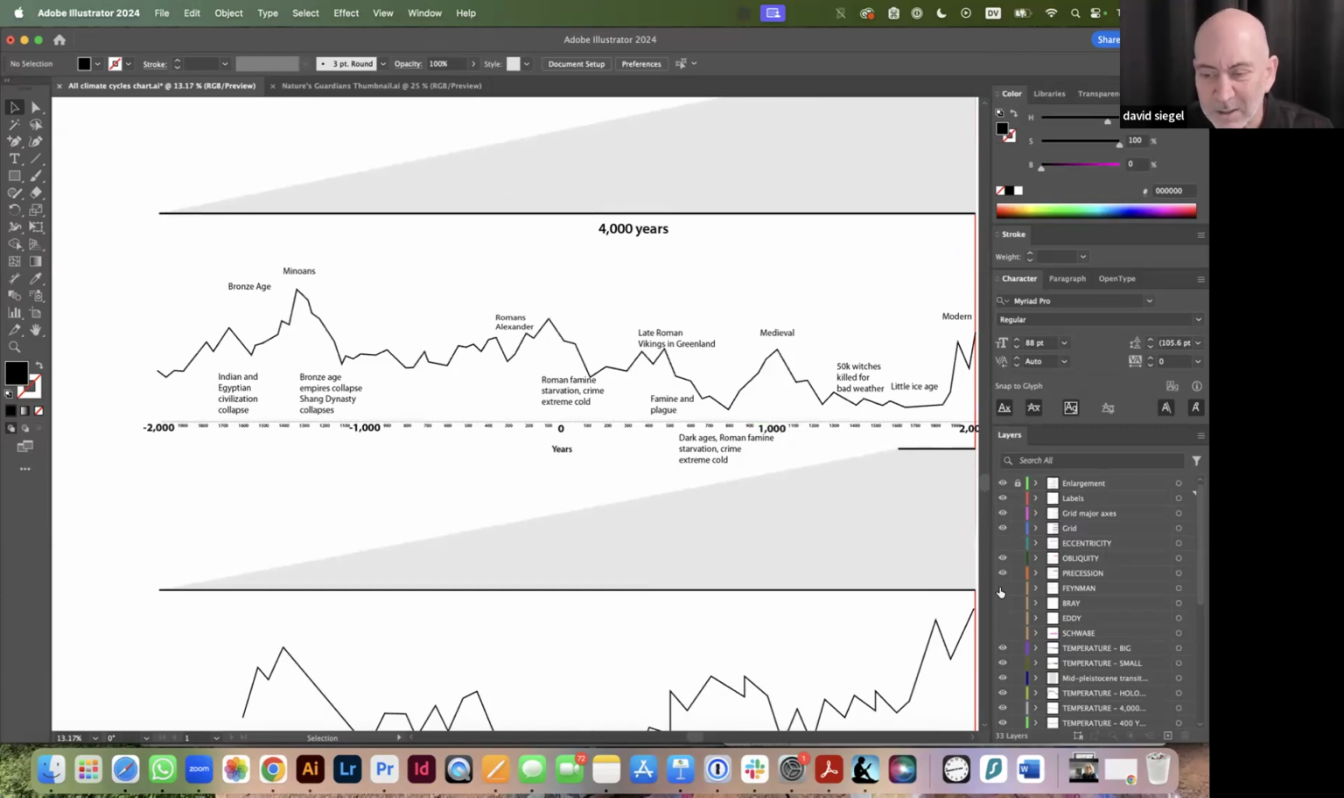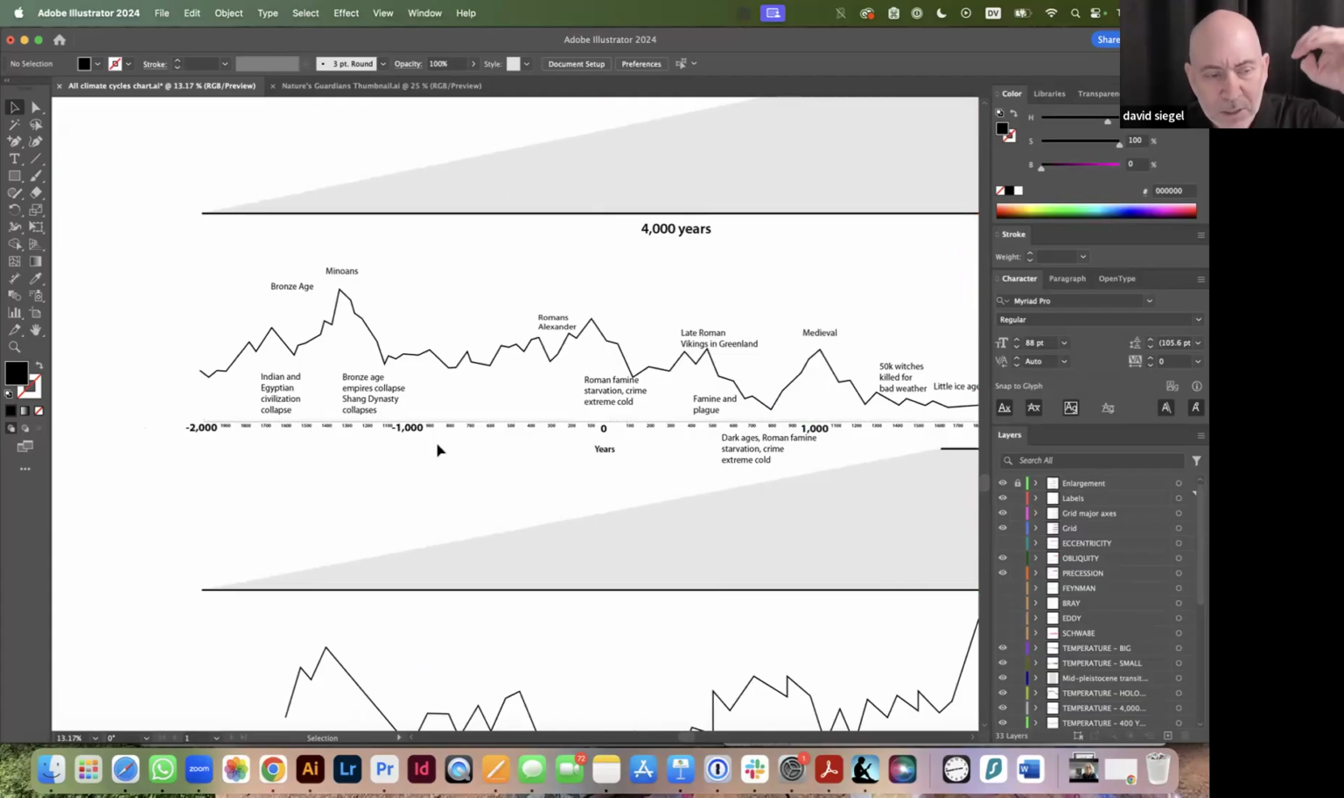Okay, and there are many sunspot cycles. I'm going to talk about those in a second. So at the level of 4,000 years, what we see is temperatures have come down a lot from the optimum, and we see civilization grows as temperatures grow. This is all relative. Indian and Egyptian civilizations thrived, and then they collapsed. The Bronze Age is here, and it peaks with the Minoans.